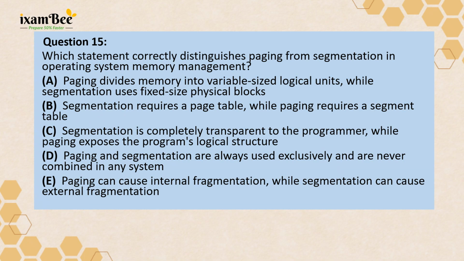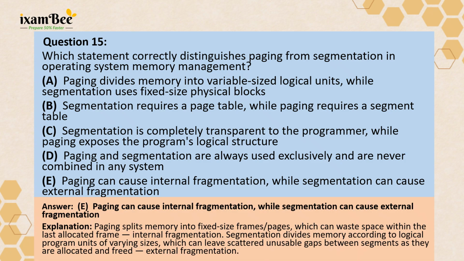Next, we have which statement correctly distinguishes paging from segmentation in operating system memory management. The correct answer here is option E. Paging can cause internal fragmentation, while segmentation can cause external fragmentation. This is really about matching each fragmentation type to its cause. Paging splits memory into fixed size frames or pages, and since a process's actual memory need rarely divides evenly into that fixed size, the last allocated page often has leftover wasted space inside it.